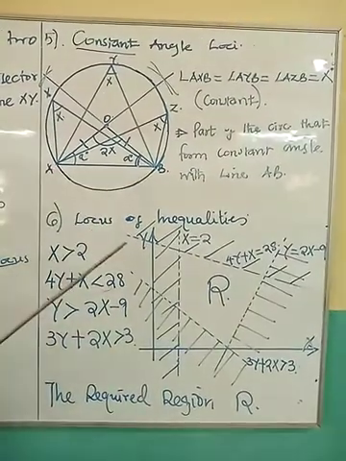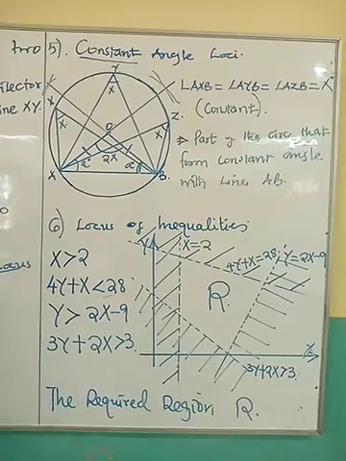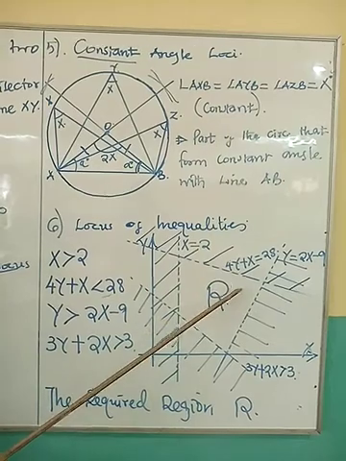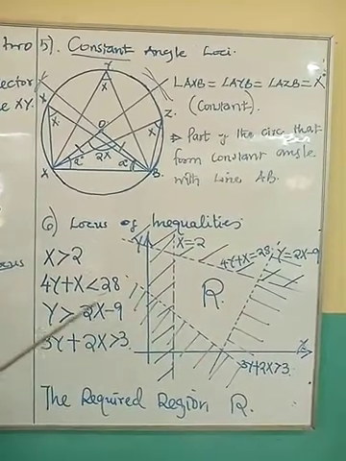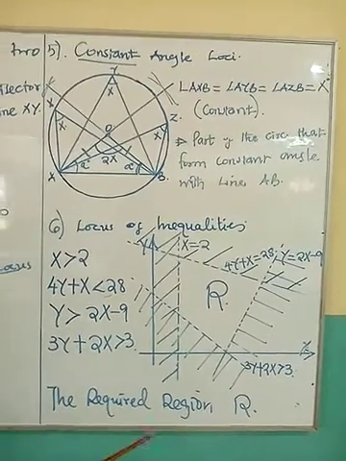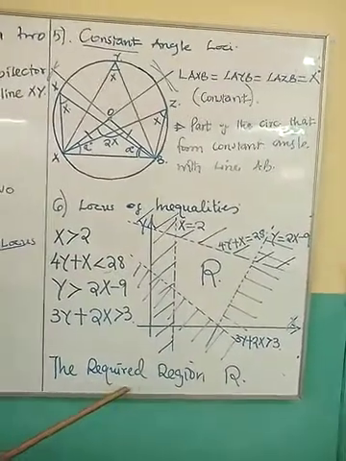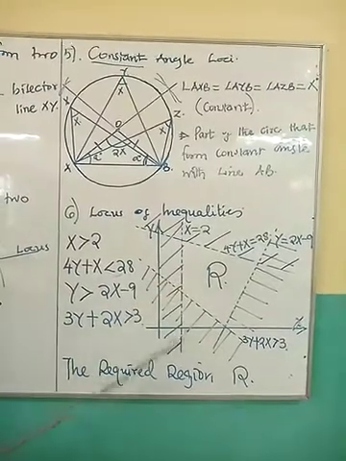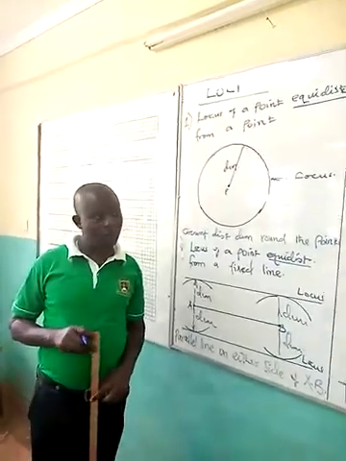Therefore, the locus of inequalities or loci of inequalities is simply describing the region that is left, clearly left and seen by the inequalities that you are asked, the inequality graphs that you are asked to plot and draw. And therefore, the loci of inequalities is the required region R, as I have indicated here. Thank you very much, and these are our 6 major types of loci.